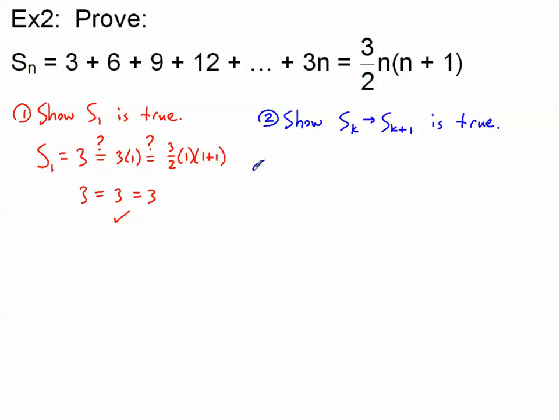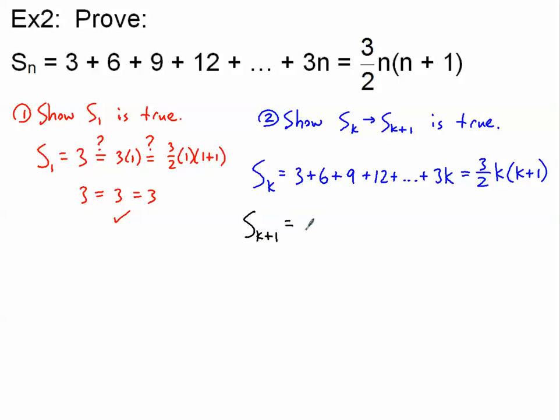Okay, so here we go. We have to write our S sub k statement. So I'm going to take this entire statement that was given and replace the n's with k's. So 3 plus 6 plus 9 plus 12 plus dot dot dot plus my 3k is supposed to be equal to 3 halves k times k plus 1. So if that's the S sub k statement, then here's the S sub k plus 1 statement. The first thing I like to think of it is as S sub k plus a sub k plus 1. And then I'll say what it's equal to.